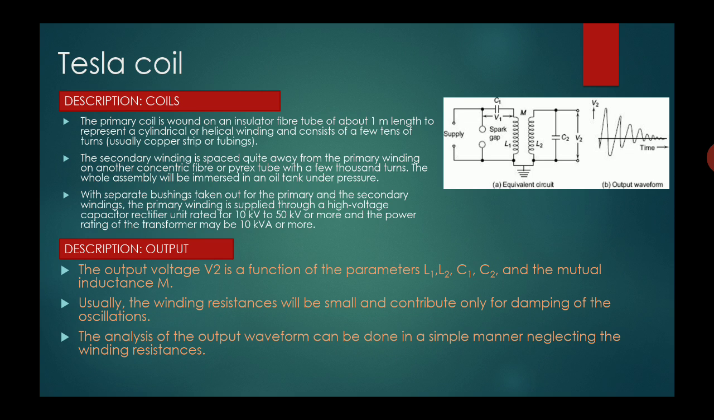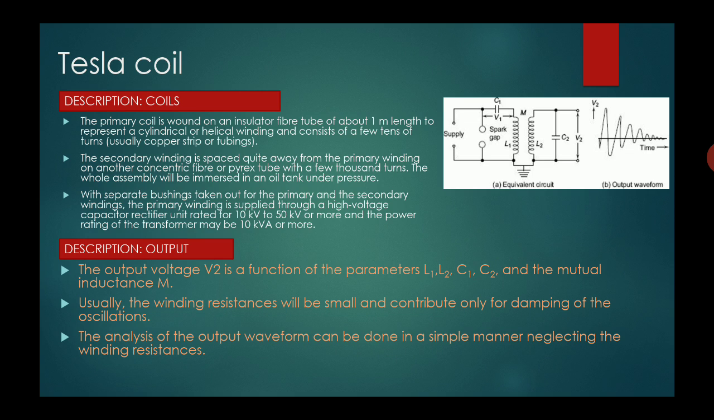The primary winding is supplied through a high voltage capacitor rectifier unit rated at 10 to 15 kilovolt or more, and the power rating of the transformer may be 10 kVA or more. So this is the description of the Tesla coil. Now we'll come to the description of the output.